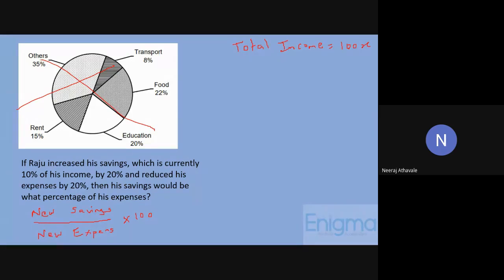Okay, first of all, tell me what are his initial savings. If income is 100x, then how much are the savings? 10x. Okay, now what will be his new savings? 30x. Okay, that is where everyone has gone wrong. Okay, be careful. Nitesh has told the correct answer. It would be 12x.